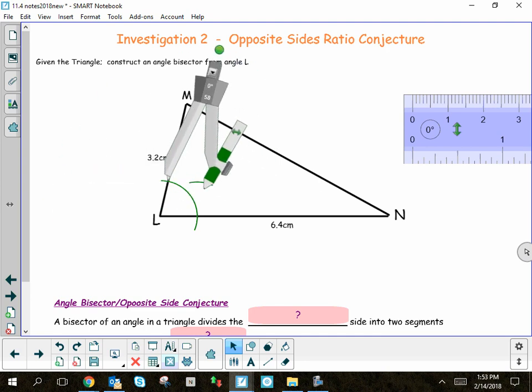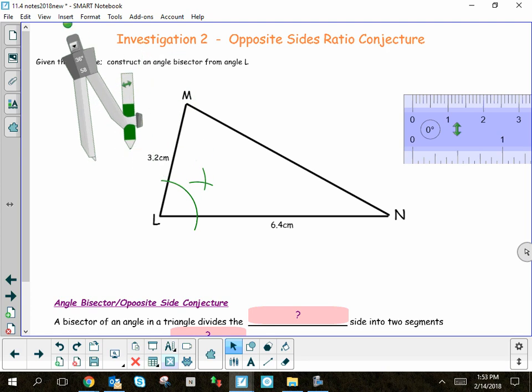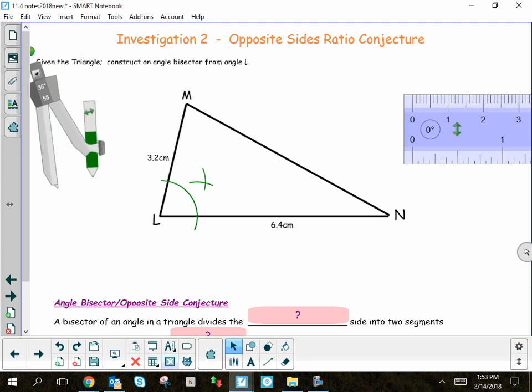Swing it around, place it on this one. Make an arc there, and use our ruler to make our angle bisector. All right, here we go.